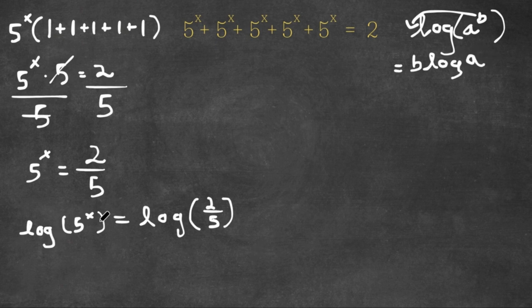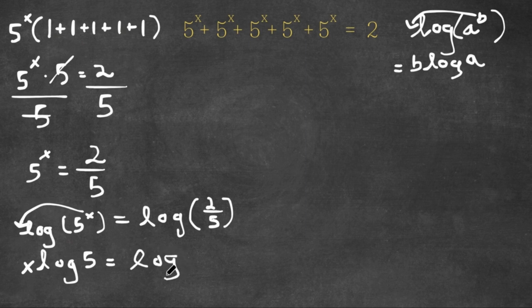So in this case, we have log 5 to the power of x, and I can actually move this exponent x to the front of the logarithm. So this would equal x times log 5 is equal to log 2 over 5.